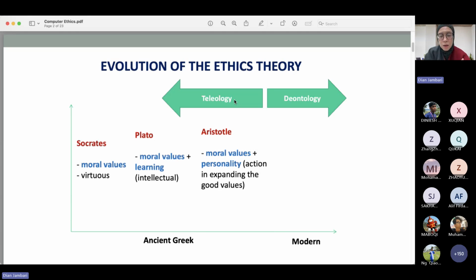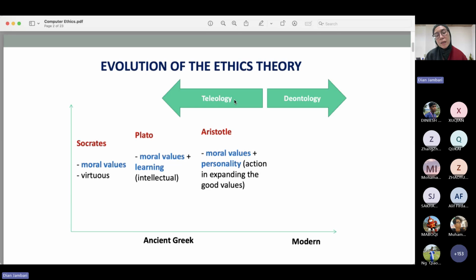Now, just a little overview of how it was before. Everything from ancient Greece, from Socrates, Plato, and Aristotle, is within the theory called teleology. Socrates started off by saying ethics is moral values, our virtues as a human being. Our moral values to be human, with intelligence, and with natural intelligence and instinct, our natural instinct as humans that God has given. So we have moral values.